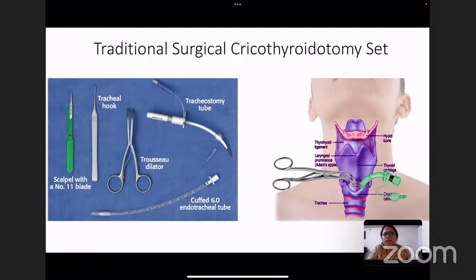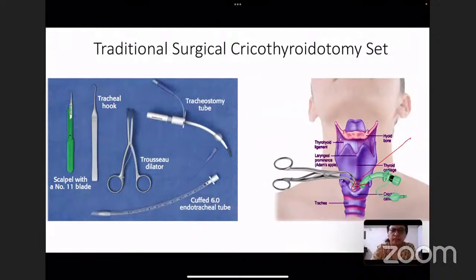And how do you do the procedure? You take a small nick over the cricothyroid membrane. So how do you identify? You have to run your finger from the thyroid cartilage downwards, and the first dip you are going to get is the cricothyroid space, and that's where the cricothyroid membrane is. So this is the place where you have to enter.